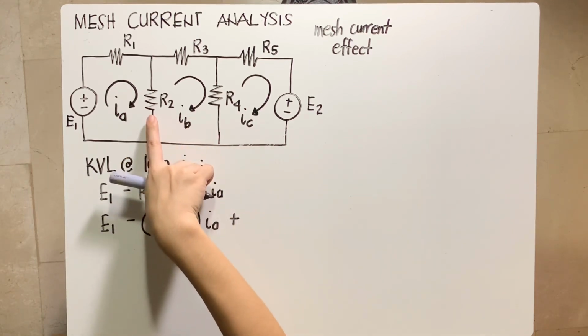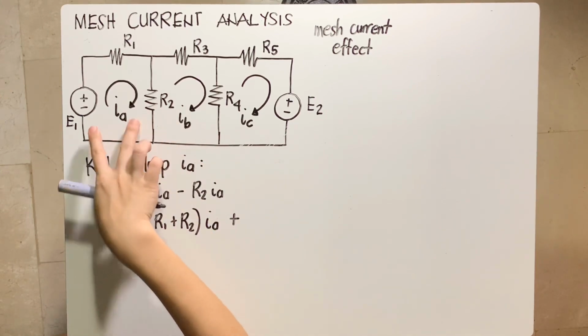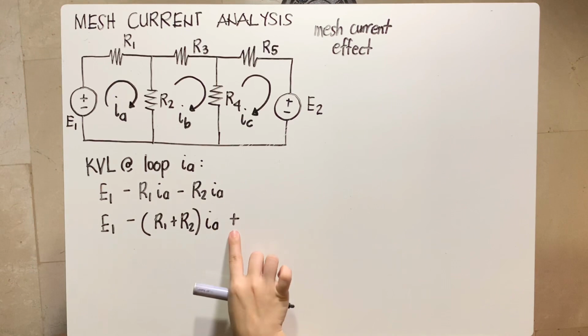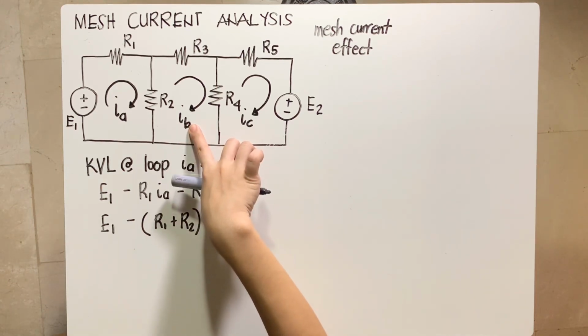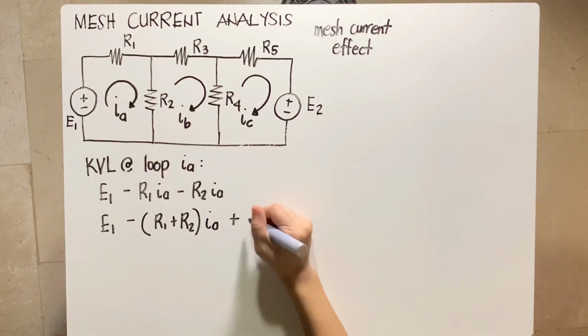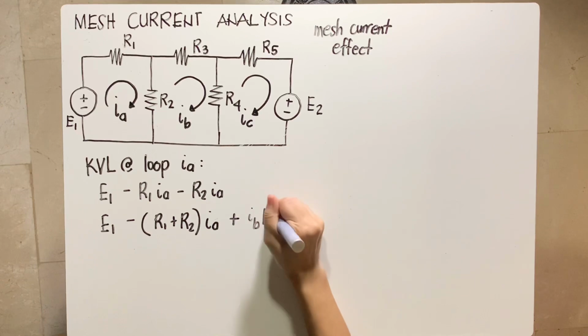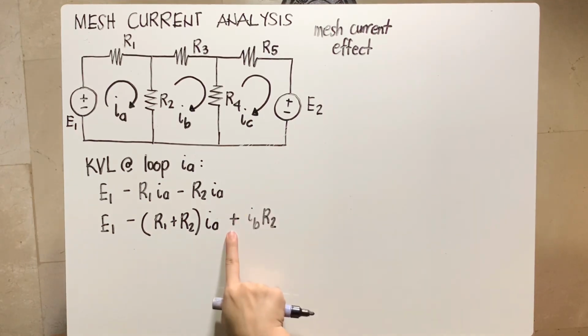And since there's a mesh current effect here, di ba dito tayo naglo-loop sa IA, pero apektado siya ni IB, you have to add the voltage drop due to the effect of mesh current IB. So that would be current times resistance. You have IB R2. Laging tatandaan, mesh current effects are always positive.